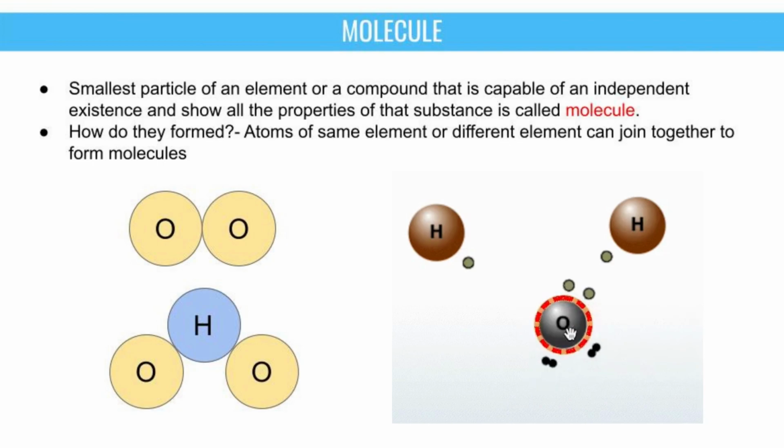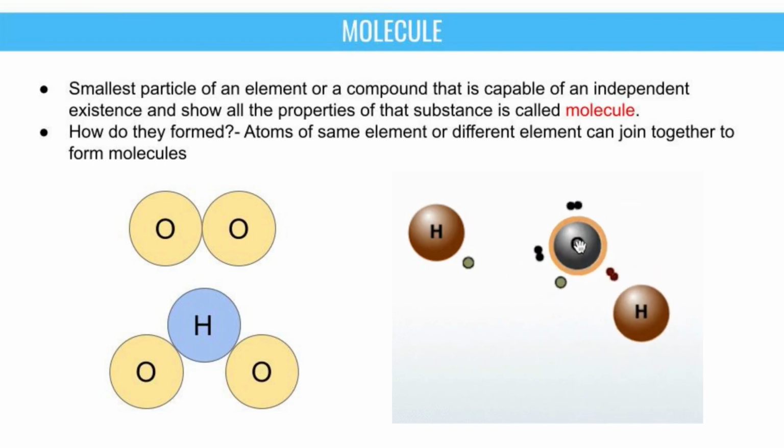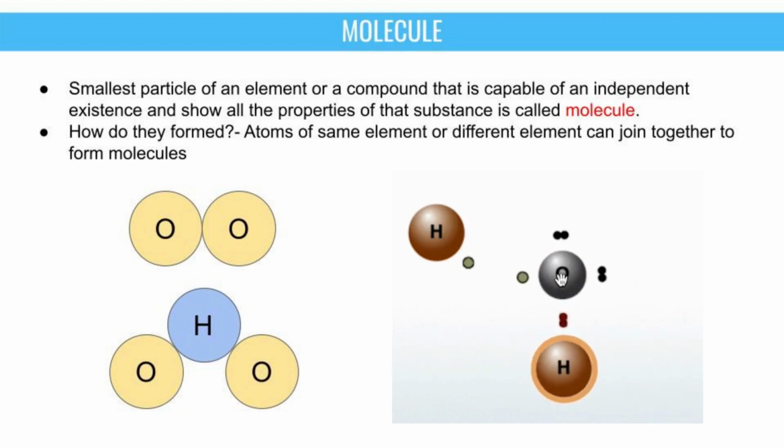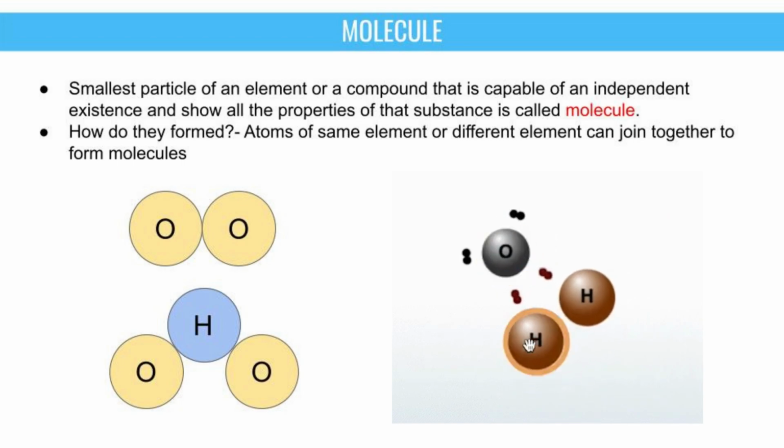In combined state, an element exists as a molecule. The smallest particle of an element or a compound that is capable of an independent existence and shows all the properties of that substance is called a molecule.